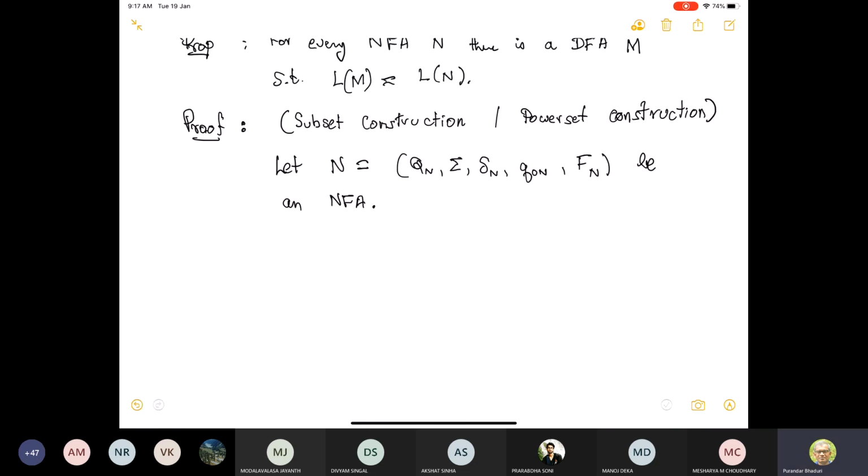So how do we define it? The set of states of the DFA is the power set of the set of states of the NFA. Okay, that is, it is the set of all subsets of Q_N, meaning a state of the DFA M is actually a set of states of the NFA N.